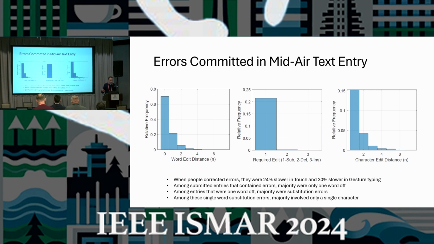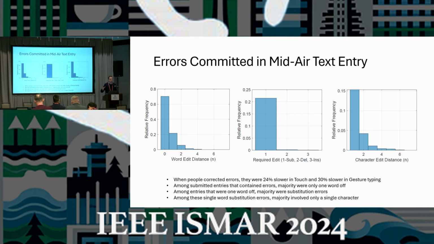So one thing to highlight here is that when people committed errors, when they needed to correct an error, so they used the backspace key or whatever to correct an error, then they were about 24% slower when they were doing the touch typing method, and about 30% slower when they were doing gesture typing. So there's this quite large penalty and frustration associated with correcting errors just by using, say, the backspace key. That was the only method that we supported for providing error correction in the previous study.